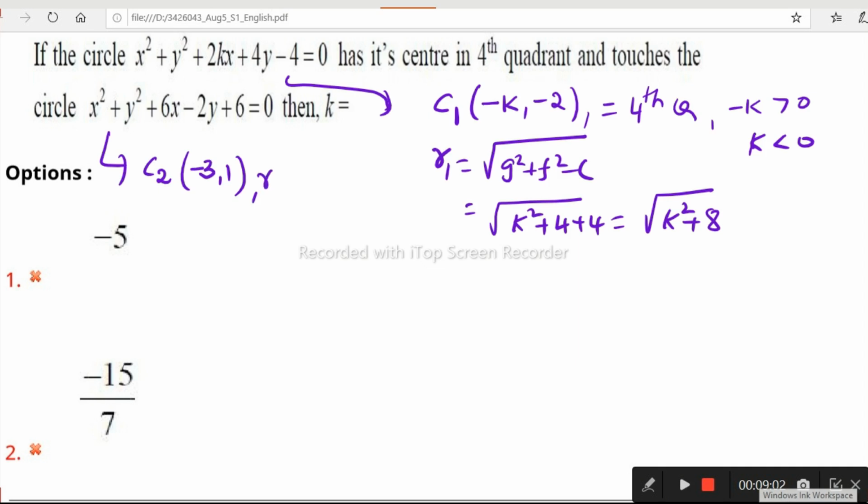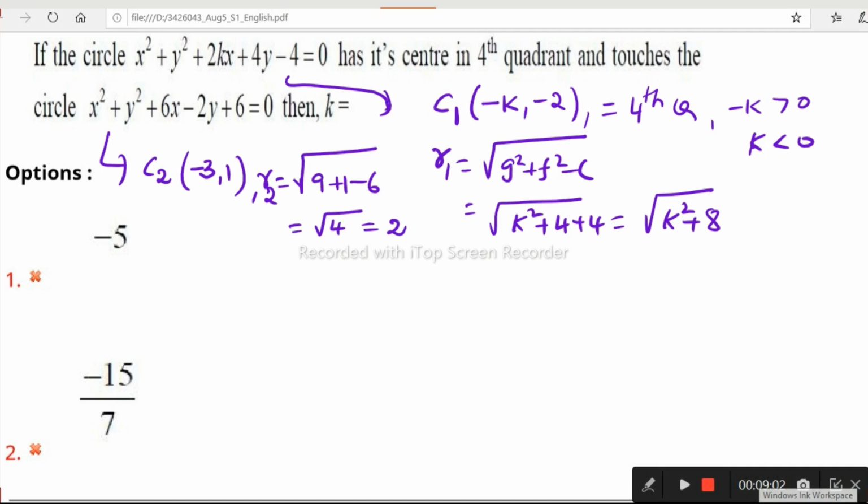R2, same formula: root over g square plus f square minus c. R2 is g square is 9, f square is 1, c is 6 with minus 6. 10 minus 6 is 4, root 4 is 2. So 2 centers and 2 radii are ready.